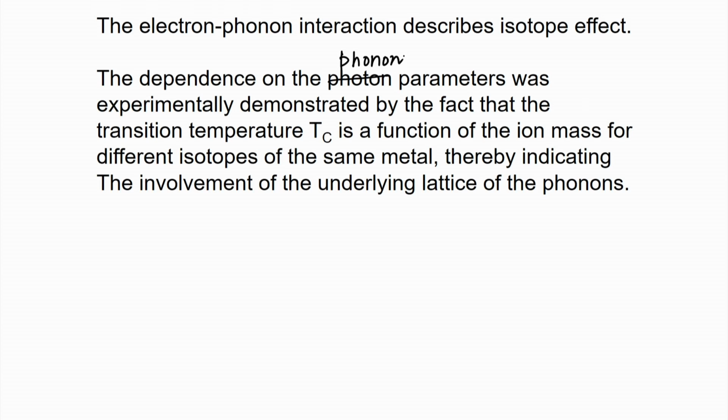The dependence on the phonon parameters was experimentally demonstrated by the fact that the transition temperature, we have seen this concept, a temperature that divides a superconducting state from a non-superconducting one, or rather a metallic state, the temperature at which this transition occurs is called the superconducting transition temperature. So, this transition temperature Tc becomes a function of the ionic mass of different isotopes of the same metal. That tells us that the ions are involved, and hence the lattice is involved, and then the phonons are involved as well. And this is an experimental demonstration of an electron phonon interaction, that the phonons are playing an important role in the whole process.